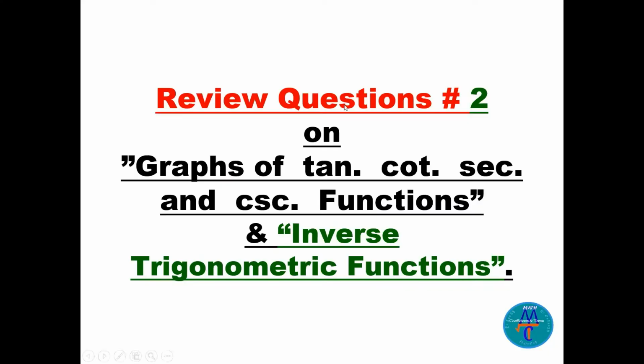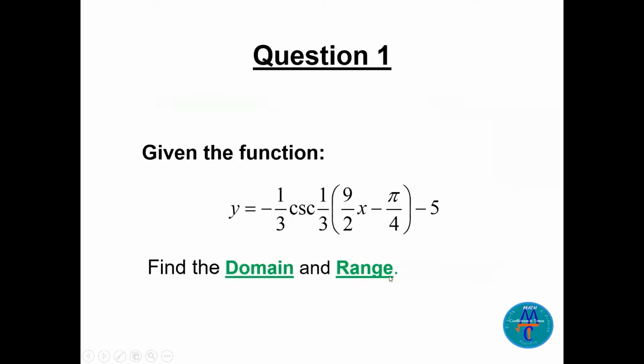This is review questions number 2 on graphs of tangent, cotangent, secant, and cosecant functions, and also the inverse trigonometric functions. Question number 1, given the function y equals minus 1 over 3 cosecant of 1 over 3 times (9 over 2 x minus pi over 4) minus 5. Find the domain and range of this function.